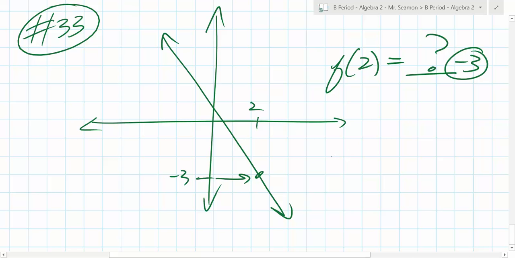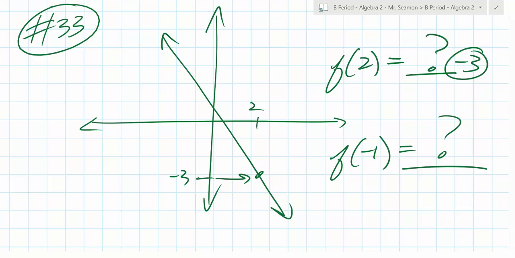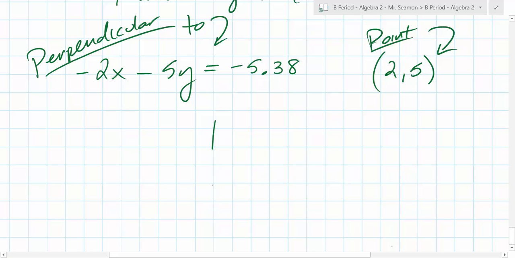And then the other one is f of negative 1. Are they looking for an x value or a y value? So you go to where x is negative 1. And then you go up. And on this one I'm looking at, it looks like it's at 2. It goes to 2. Exactly. Upside down T. Nice.